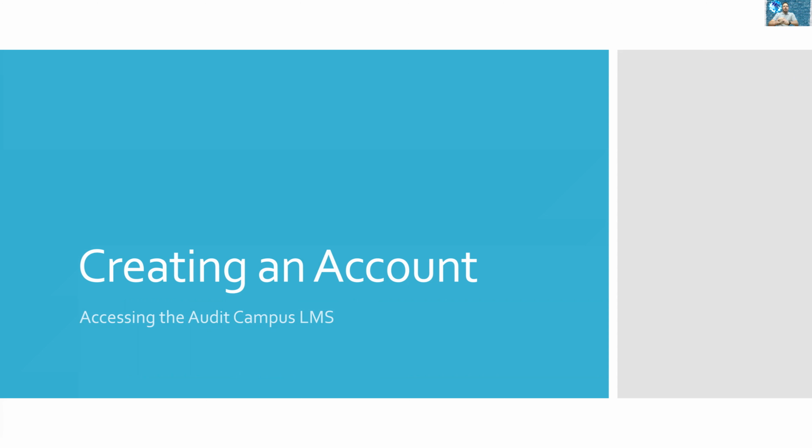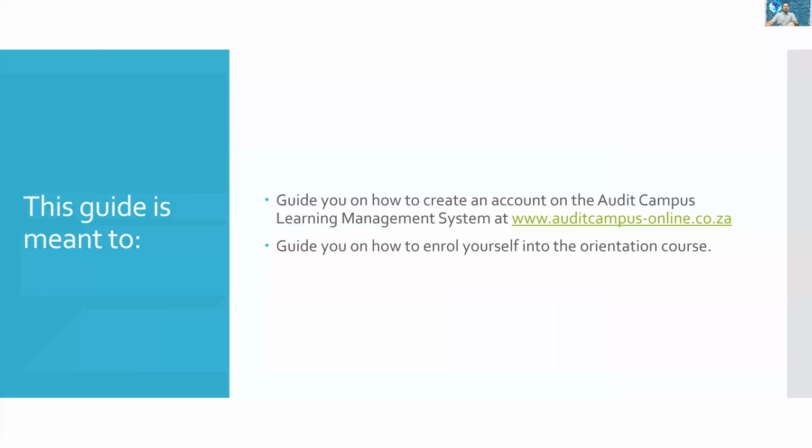The learning management system is where we're going to be doing all of our online learning, so it's important that you know how to access it and how to enroll yourself into different courses. This guide is meant to do two things. One is guiding you on how to create an account on the Audit Campus Learning Management System, as well as guiding you on how to enroll yourself into the orientation and induction course.